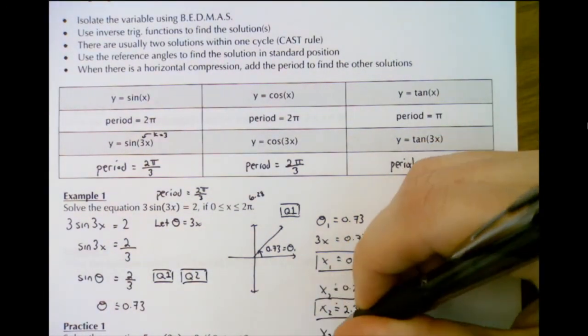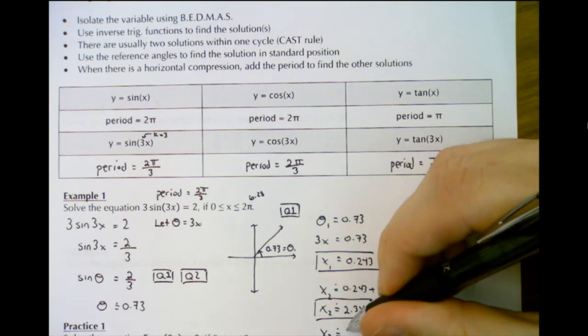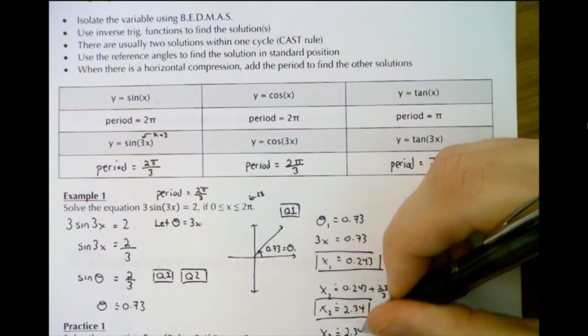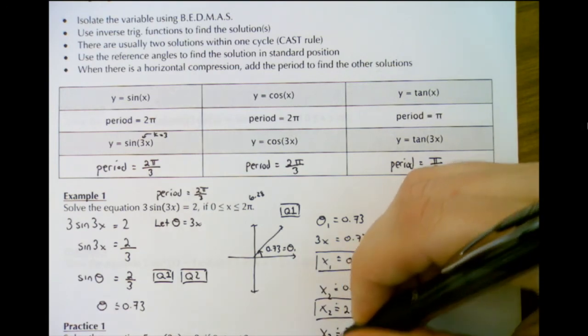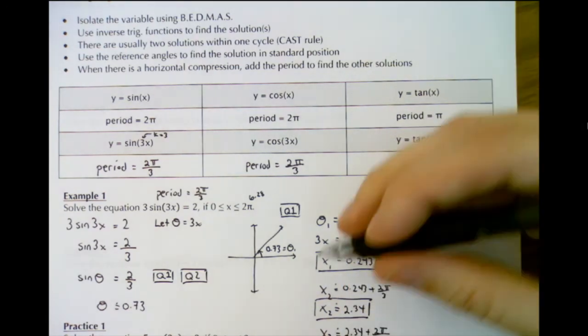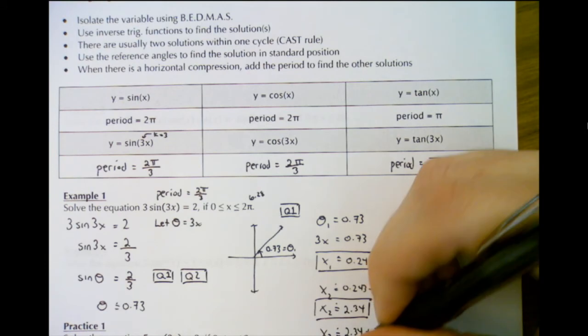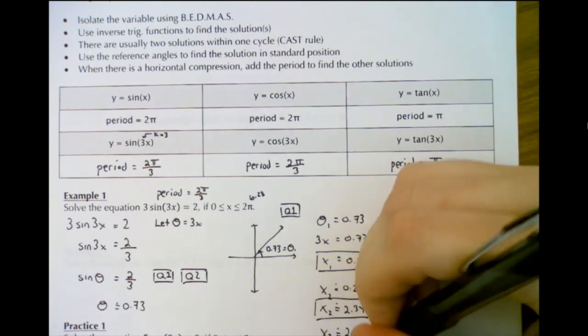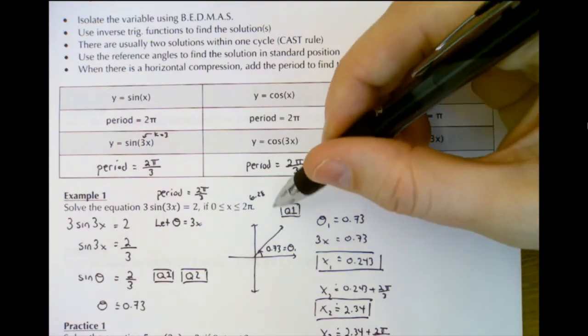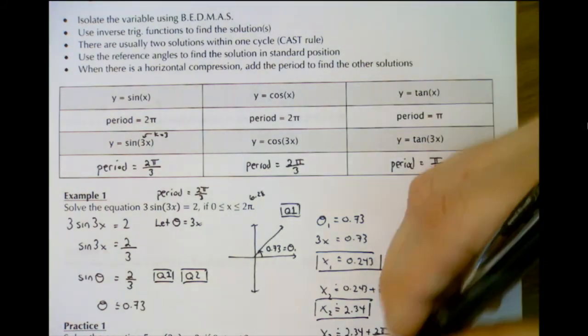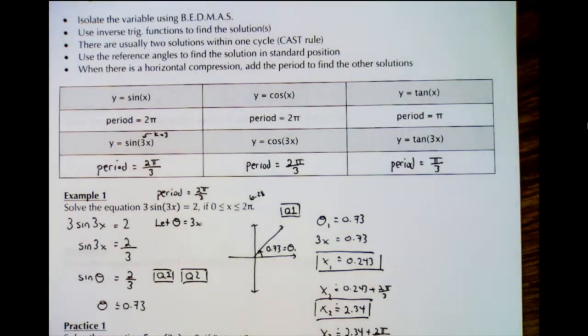x3 would be 2.34 plus 2 pi over 3 again, and we'll get approximately 4.43. If we add 2 pi over 3 again, we'll get a number that's bigger than 6.28. So we have 3 answers from quadrant 1, which makes sense because we've compressed by a factor of 3. So instead of 1 answer from quadrant 1, we should get 3 times as many answers, or 3 answers.